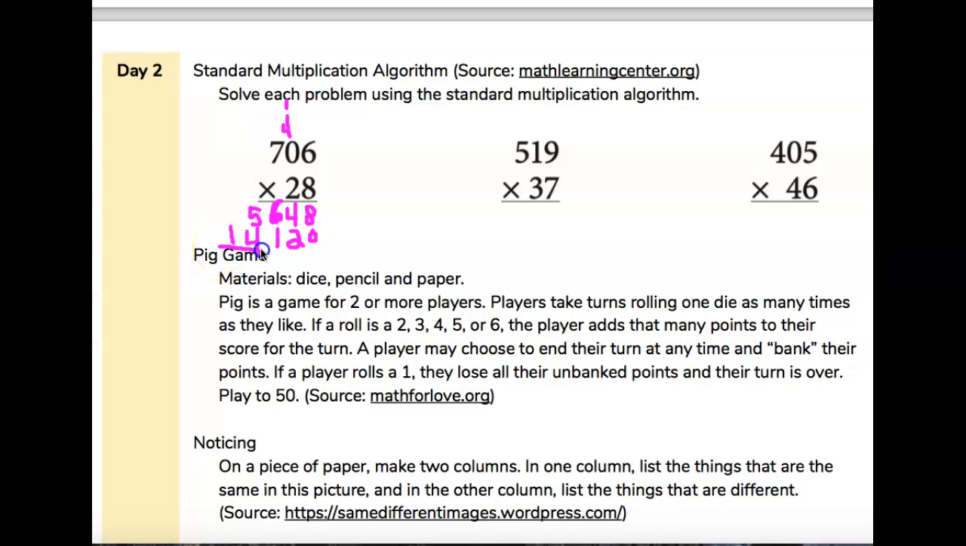All right, and then we're going to draw this line, and we're going to add, okay? 8 plus 0 is 8. 4 plus 2 is 6. 6 plus 1 is 7. 5 plus 4 is 9. 0 plus 1 is 1. All right, now what we do here, this is the whole number.